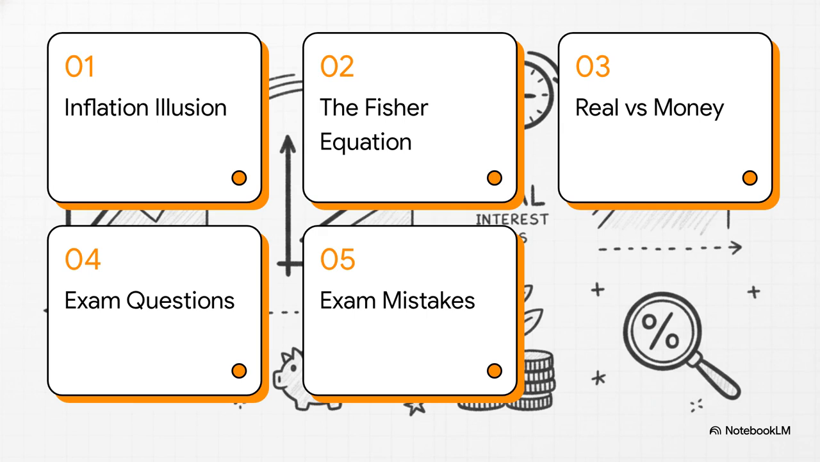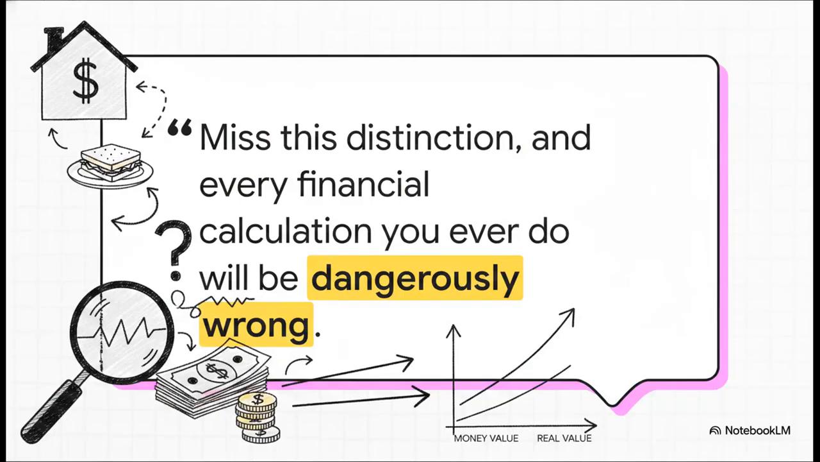So here's our roadmap for today. We'll start with the inflation illusion, decode the Fisher equation, tackle real versus money discounting, walk through some actual exam questions, and finally, navigate the exam mistakes minefield. Miss this distinction, and every financial calculation you ever do will be quietly, dangerously wrong. You know, that quote perfectly captures the stakes of Chapter 3. If you miss this, you might know exactly how many pounds a future payment is worth on paper, but you'll have absolutely no clue if those pounds will buy you a house or, well, just a sandwich. Stripping out that inflationary illusion is literally the only way to see the true economic value of a cash flow.